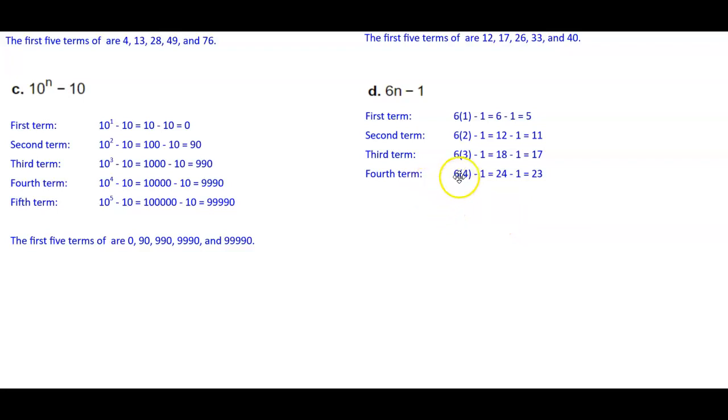For the fourth term, 6 times 4 is 24, minus 1, which is equal to 23. And then for the fifth term, 6 times 5 is 30, minus 1 is 29. Therefore, the first 5 terms are 5, 11, 17, 23, and 29.